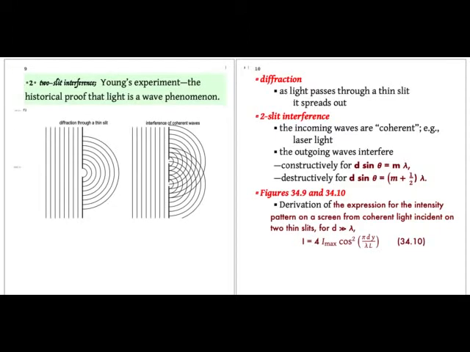The second example is two-slit interference. Let's say we have a wave, a plane wave, incident on an opaque material with a slit cut in it, like a piece of metal, a metal foil, let's say a little piece of aluminum foil, with a slit.